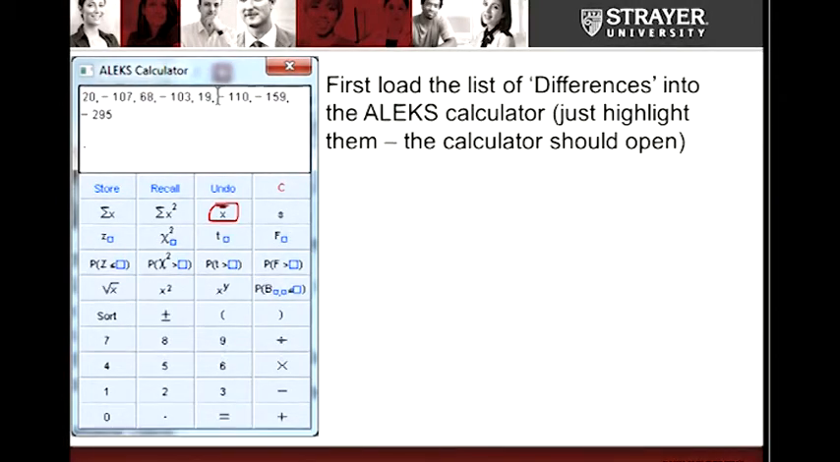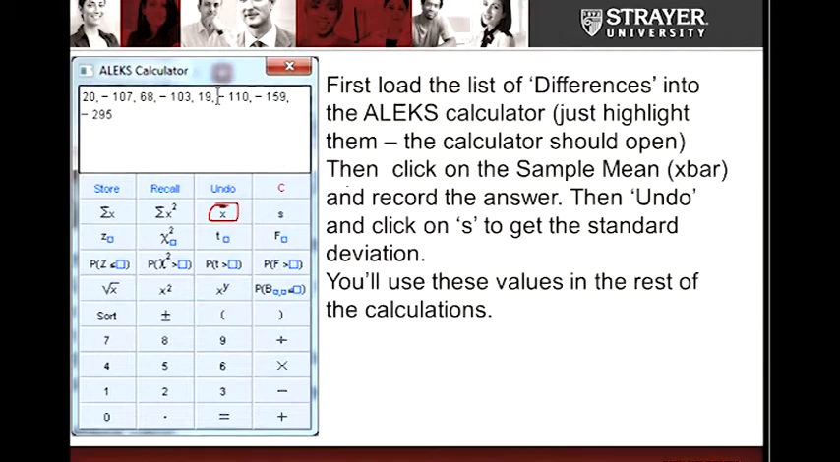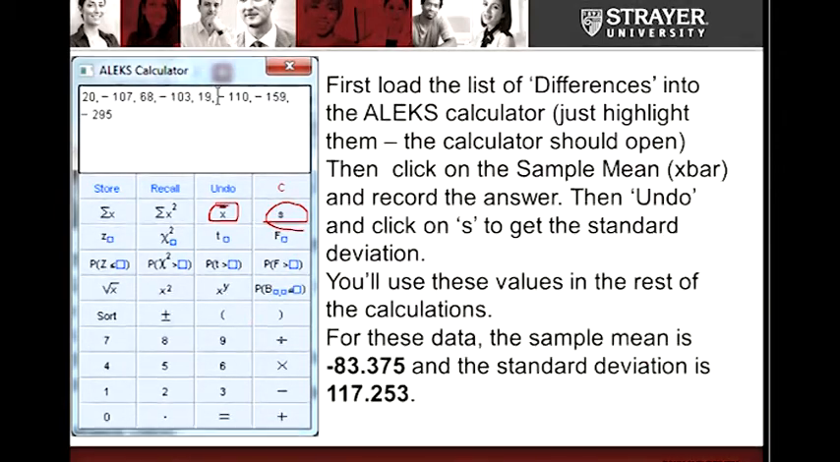See if your differences will open. This says it will, but I think I found that they did not. Click on your sample mean, record the answer. Then click undo, and then click on S to get your standard deviation. You'll use these values in the rest of your calculations, okay? So you're going to get your mean and then your standard deviation off of Alex. And if you just undo, then it'll keep the values here for you, okay? For these data, our sample mean was negative 83.375, and the standard deviation was 117.253. Remember those, we'll use those in a minute.